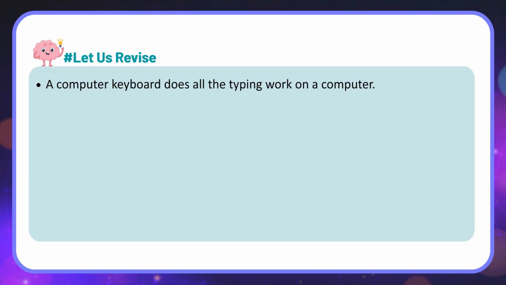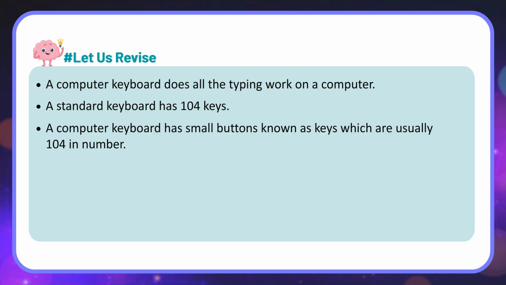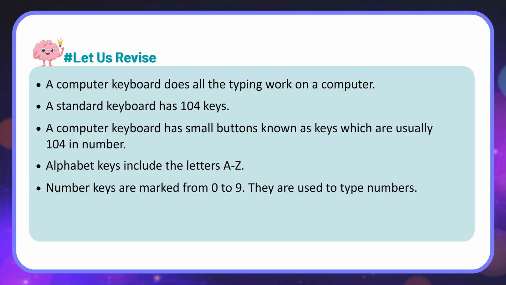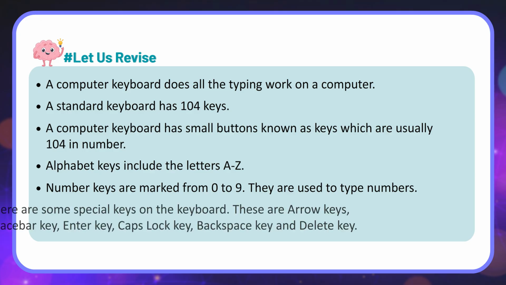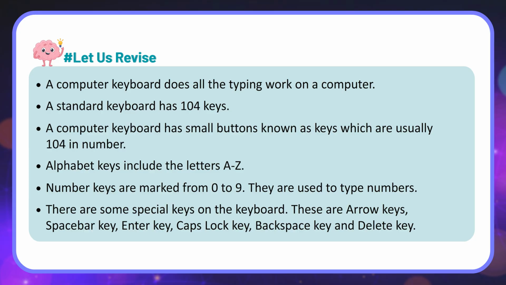Let us revise. A computer keyboard does all the typing work on a computer. A standard keyboard has 104 keys. A computer keyboard has small buttons known as keys which are usually 104 in number. Alphabet keys include the letters A to Z. Number keys are marked from 0 to 9. They are used to type numbers. There are some special keys on the keyboard. These are arrow keys, space bar key, enter key, caps lock key, backspace key and delete key.